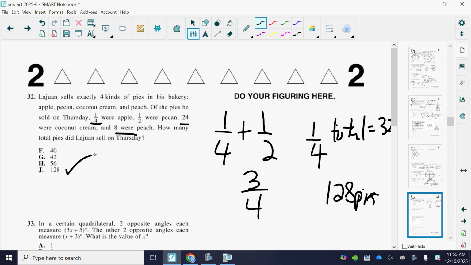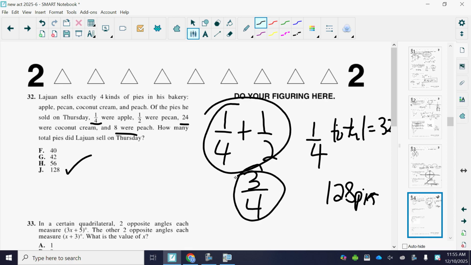So 1/4 plus a half, 3/4. You could have stopped there, I guess. No, they didn't tell you how many were apple or pecan. The 32 represents 1/4 of the total. Does that make sense? So the total would have to be 128. And that's what they were asking. I thought they were going to make me go another step.